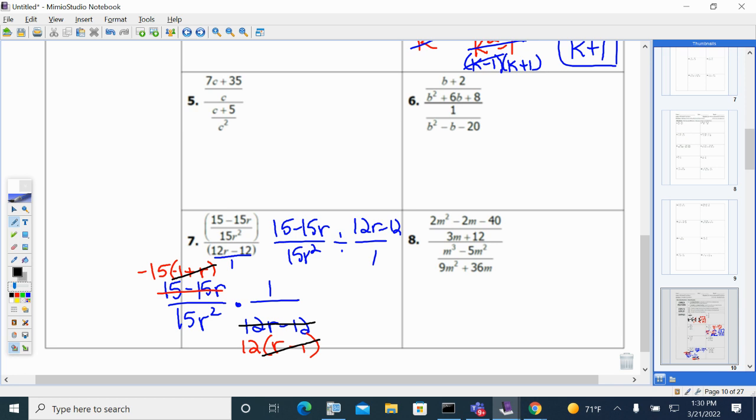So the 15 in the top and the 15 in the bottom are going to cancel. So I got a -1 here in that numerator. And it looks like that's it. So I have a -1 in the top and a 12r squared in the denominator. So there's your answer to number 7.